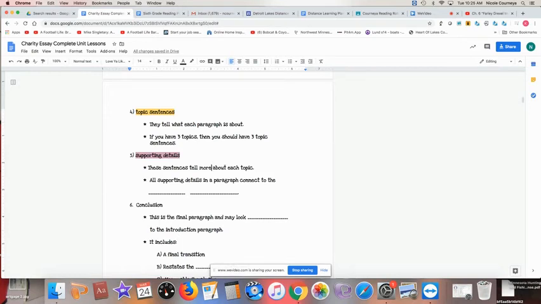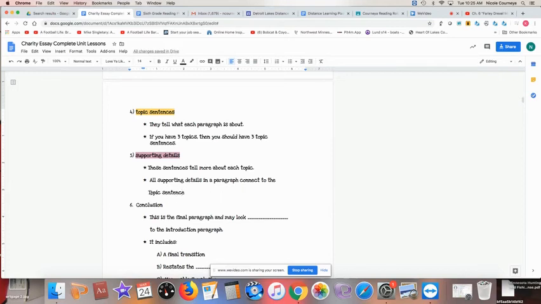Of course, as we're writing down our supporting details, we're going to make sure we say it in our own words, that we're not plagiarizing, we're not copying and pasting. And if we really like something and we bring it over into our paper, then we're going to put quotes around it. Okay, all supporting details in the paragraph connect to the topic sentence.